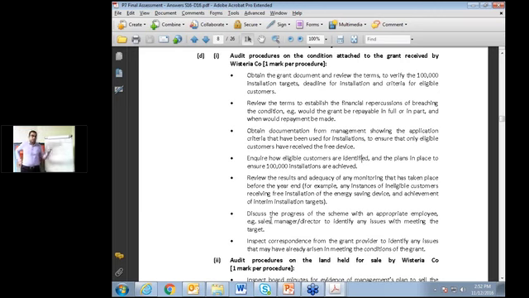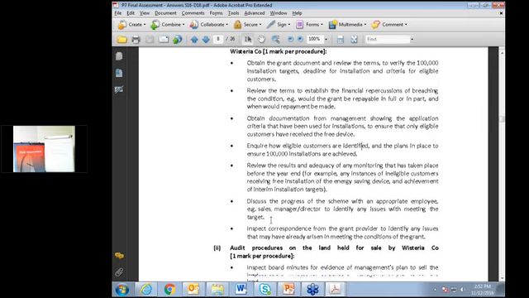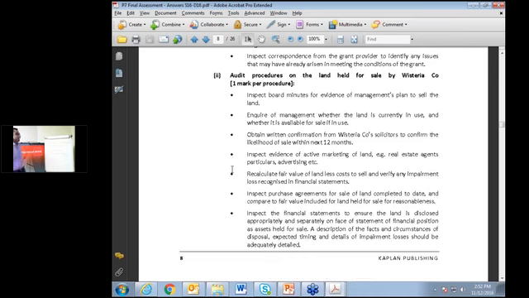So there is a lot that you could have written for D1, but only if you focused on what was the key requirement of the question, which is condition associated with the grant. D2 was audit procedures on the land held for sale. Now this is something on which you could have written a lot as well. But here, I think this is easier as compared to D1.